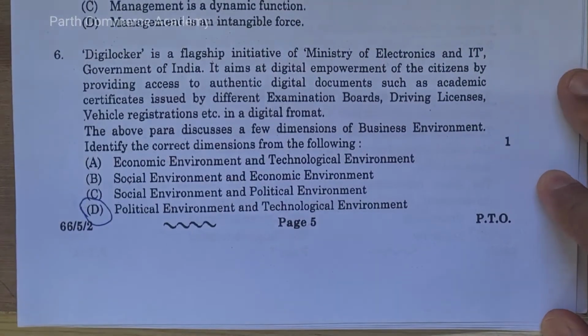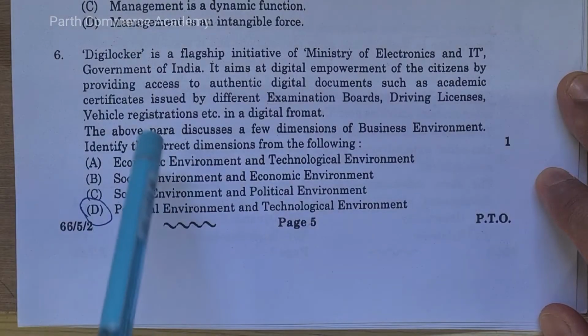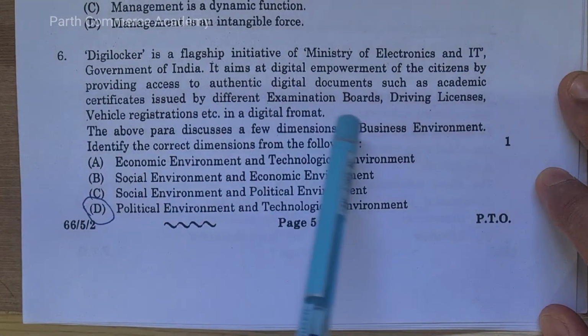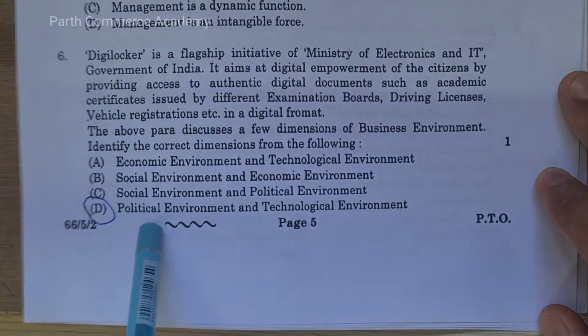Question number 6 is talking about two environments. One is a decision of government and another is technological. So definitely the answer is political and technological.